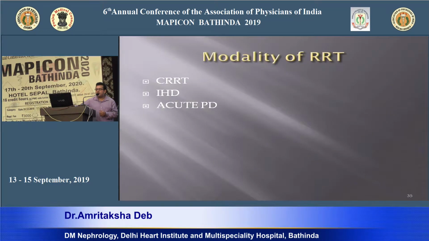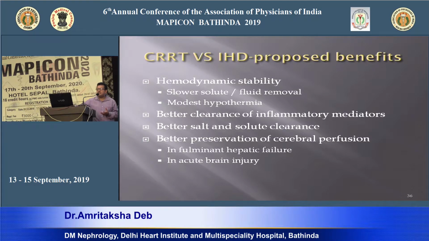The next question would be, what is the modality of RRT to be selected? So do we select the more expensive continuous renal replacement therapy which goes on throughout with very slow blood rates, or do we select intermittent hemodialysis, which is rather cheap to do, or acute peritoneal dialysis, which was done very frequently previously, not being done very much these days?